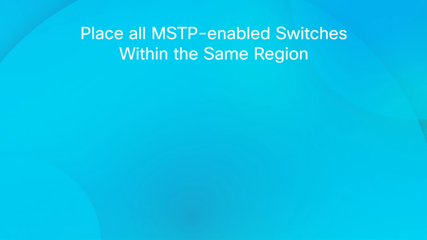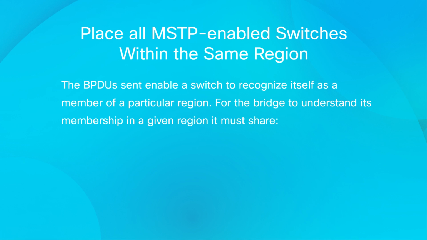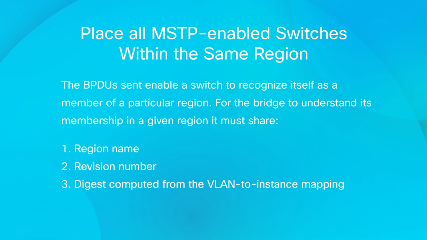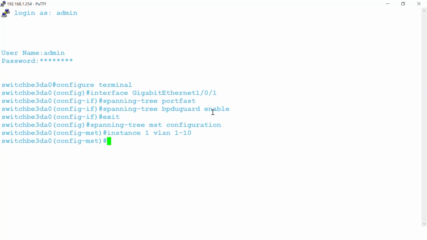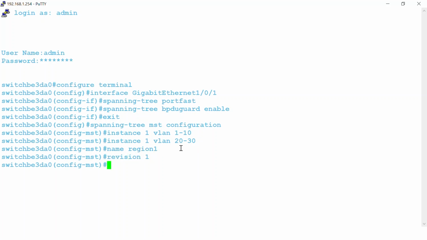The next recommendation is to place as many switches into a single region as possible. The BPDUs sent enable a switch to recognize itself as a member of a particular region. For the bridge to understand its membership in a given region, it must share the region name, revision number, and the digest computed from the VLAN to instance mapping. In config MST mode, I'll enter instance 1 vlan 20-30, name region1, revision 1, exit to get out of multiple spanning tree config mode, and then exit again to get back to privilege exec mode.